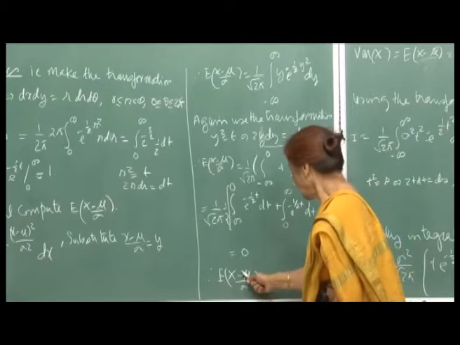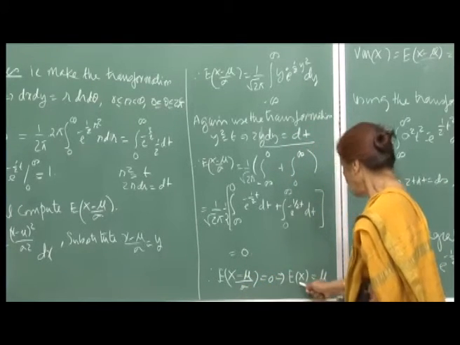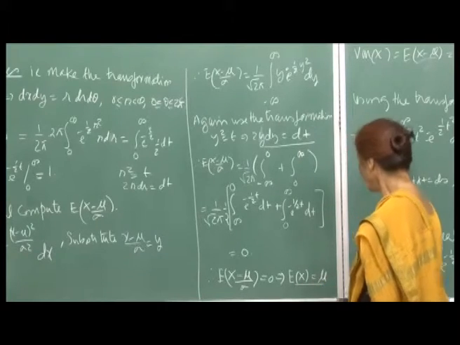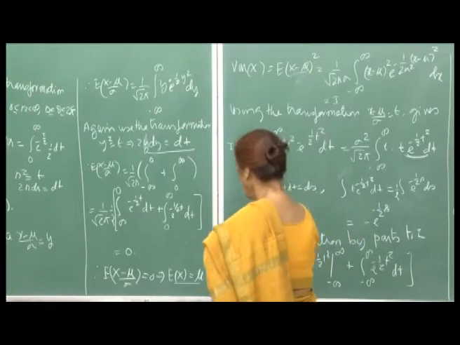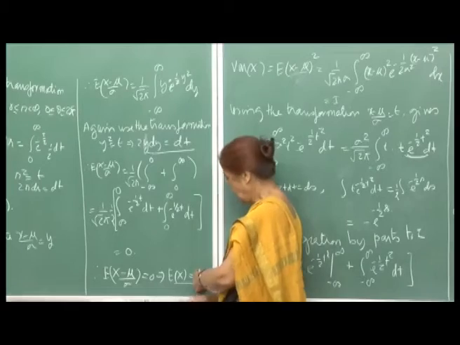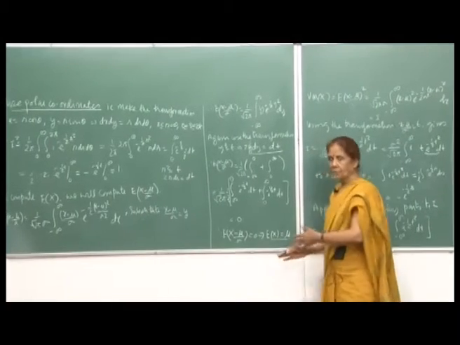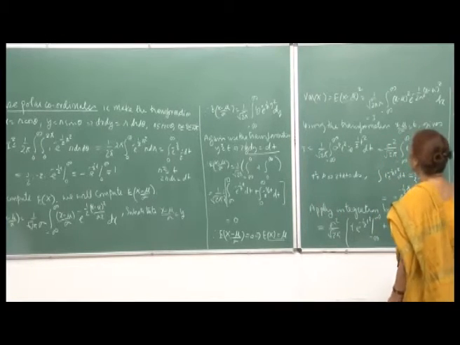So, since this is 0, expectation of (x minus mu) by sigma, sigma is a constant, it goes out, therefore this implies that expectation of x is equal to mu. Okay. So, I had shown you that the normal PDF is symmetric about mu, and this is also the mean, and in fact, mu has all the properties. Later on I will show some more properties of mu.